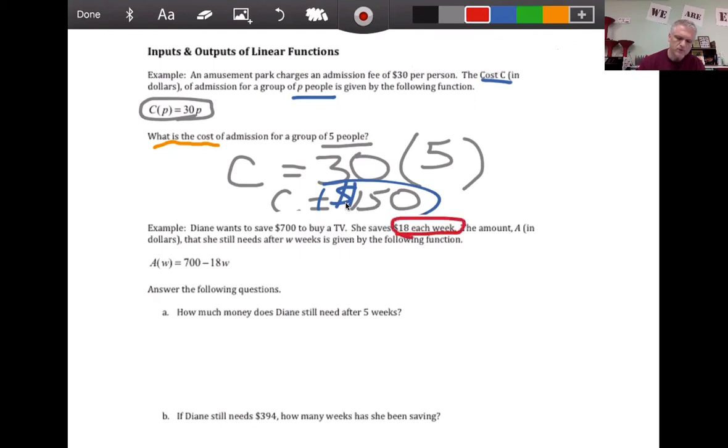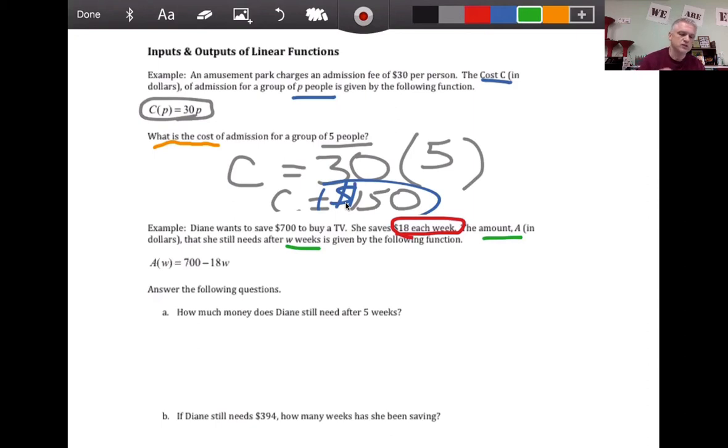The amount A in dollars that she still needs after W weeks is given by the following function. Okay? So they gave you the function again. And all you really need to know is, what do those variables stand for? Well, it tells you. A of W, or just A, stands for how many dollars that she needs for the TV. Okay? And then the W is the number of weeks that go by.